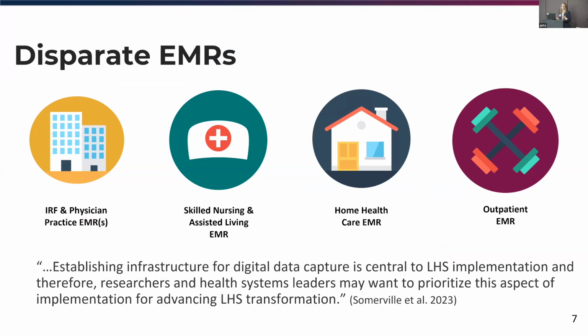Although that is quite complex, because as patients move through our systems, they actually utilize different electronic medical record systems for each of our different care settings. So we have disparate EMRs for inpatient rehab and physician practice, a different one for skilled nursing and assisted living. Home care has a different EMR, and as does our outpatient. And so we have multiple EMR systems that do not talk to each other. So we have a lack of interoperability that makes it really, really difficult for us to transition our patients through our system and track them adequately. And so that's really where our data infrastructure comes in to be able to support that.